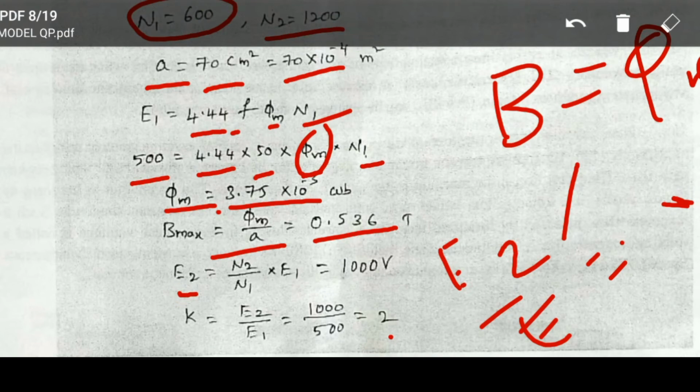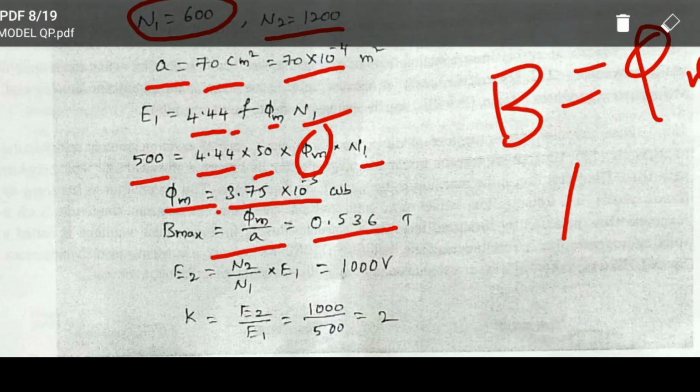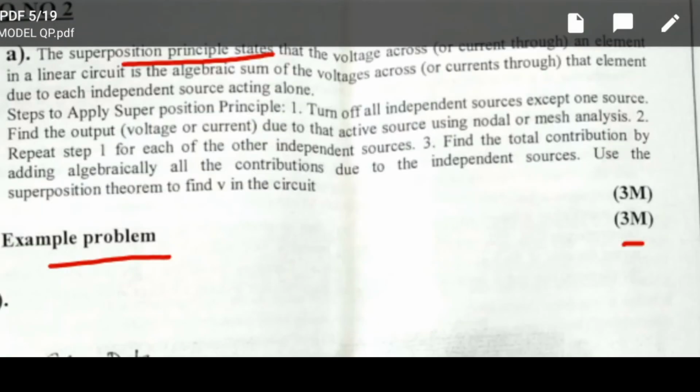First we calculated E2 as N2 by N1 into E1. We have to remember one formula, that is E2 by E1 equal to N2 by N1. From there we got 1000 volts. K equal to E2 by E1, or N2 by N1 also, that is K: number of turns in secondary by number of turns in primary.